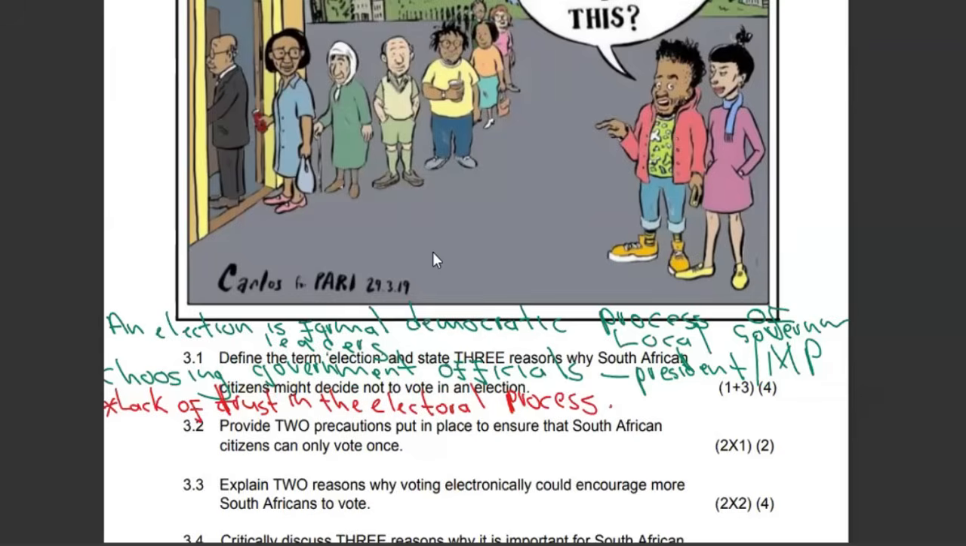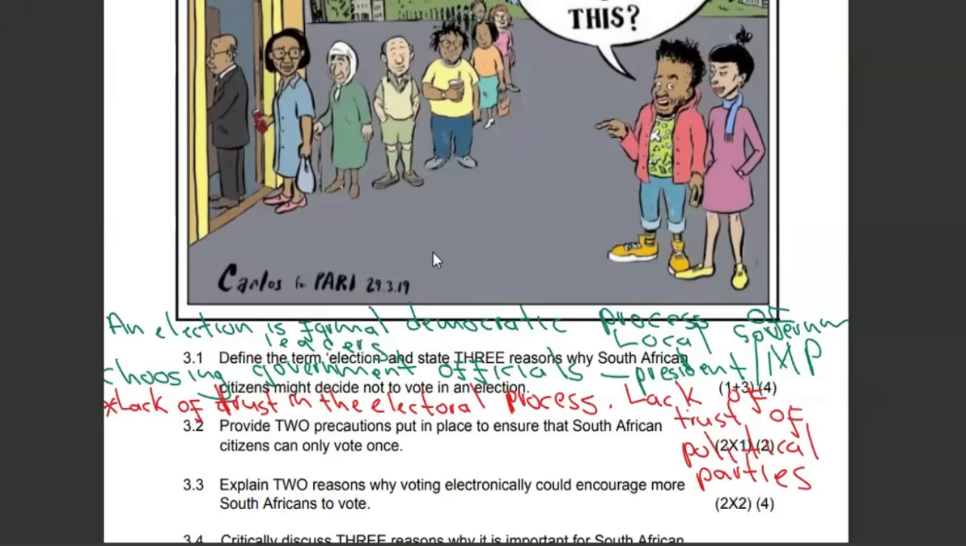Then in addition to that, there is a lack of trust of political parties. There are some people who do not even trust the political parties themselves. Lack of trust of political parties and also politicians, because some politicians do lie a lot. They misinform the public.